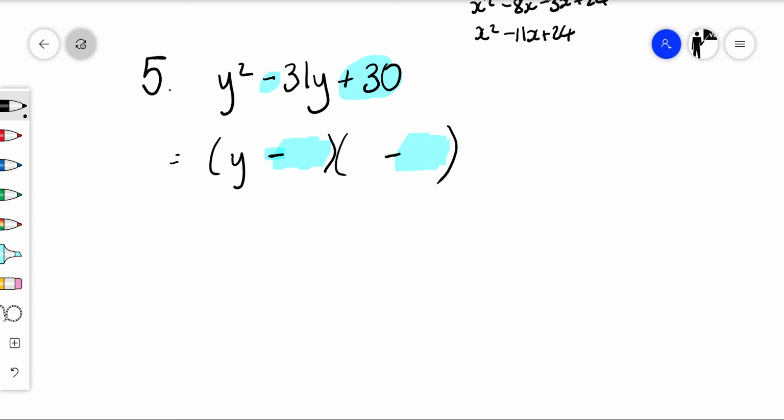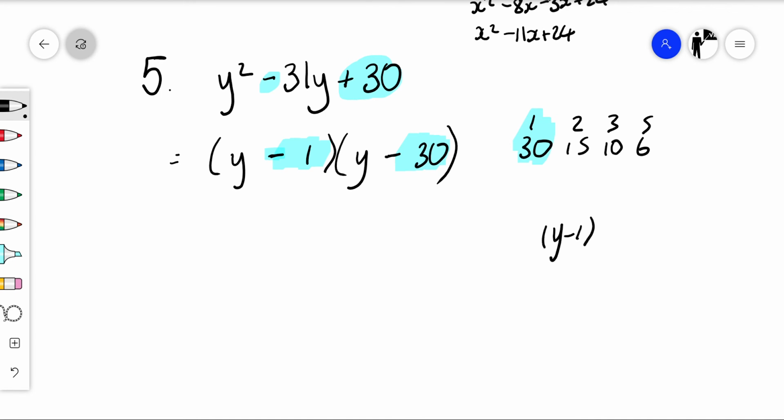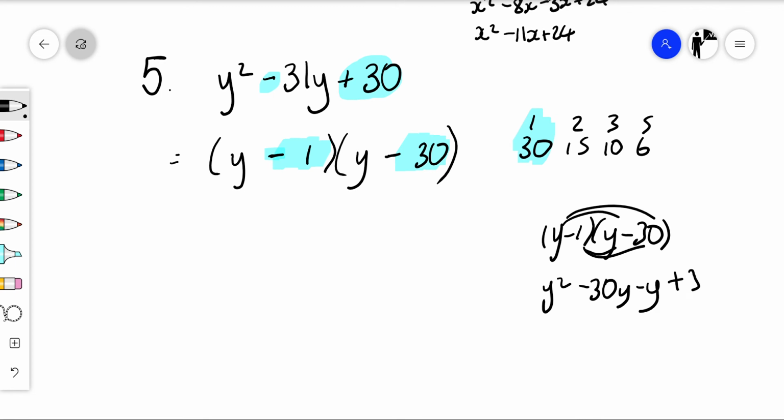So we're going to have a y with a y. We write down our factor pairs of 30. 1 and 30, 2 and 15, 3 and 10, 5 and 6. We choose the pair that makes 31. It's going to have to be this one here. y minus 1, y minus 30. If we multiply that out to check, y squared minus 30y minus y plus 30, which will become y squared minus 31y plus 30. That matches the original question. I know that that's correct.